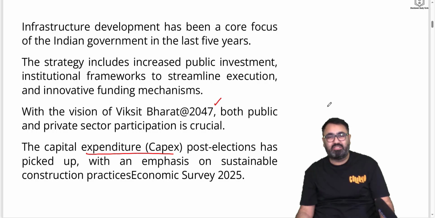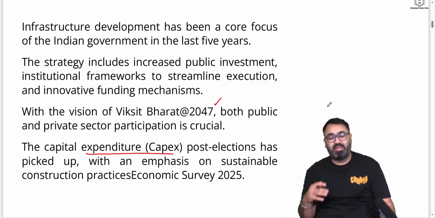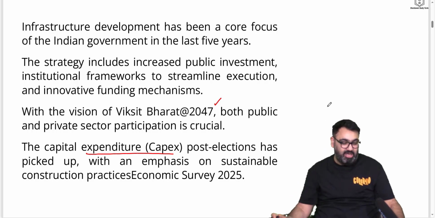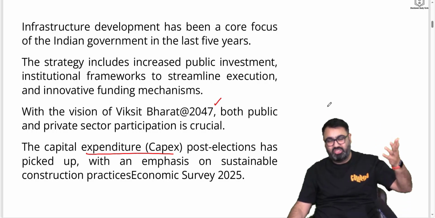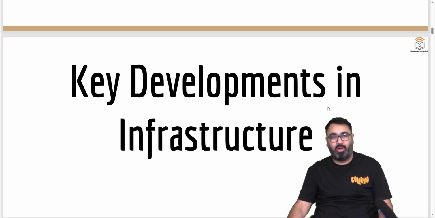So money that is spent on building hard infrastructure, roads, ports, railways, airports, etc. That is the money that is called capital expenditure. On infrastructure that is long lasting, it will create jobs as well in the long run. So let's see what this chapter talks about one by one.